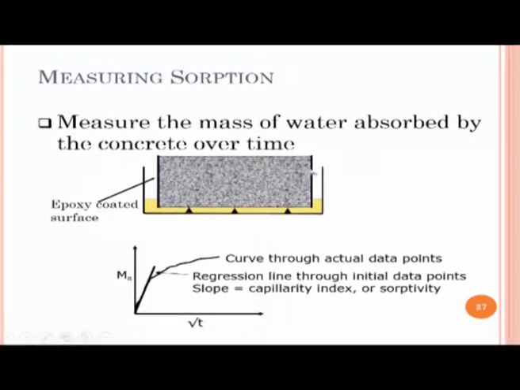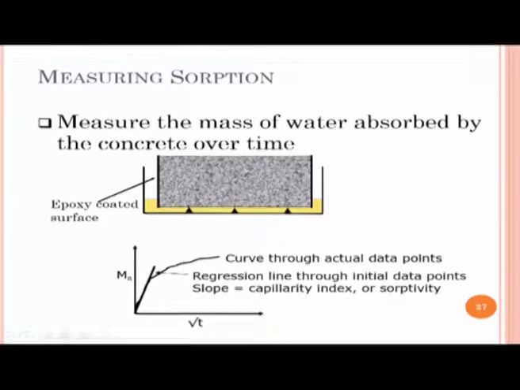What do you do? You take a concrete specimen, once again you seal the sides because you want the penetration to happen in a unidirectional fashion. You seal the sides, you place it in a tub of water so that the water is only touching the bottom, it is not creating any pressure. Mind you, there is no permeation happening here, there is just capillary absorption.